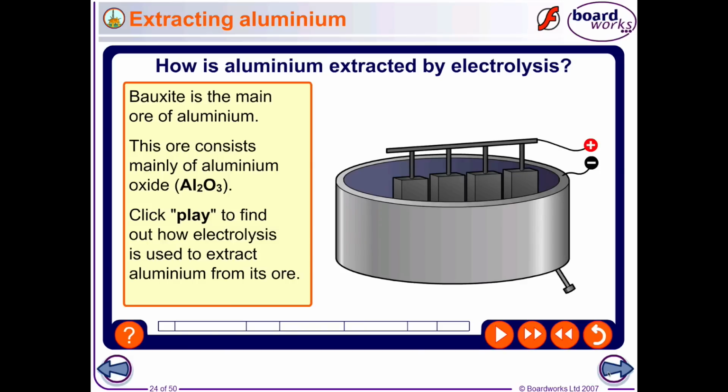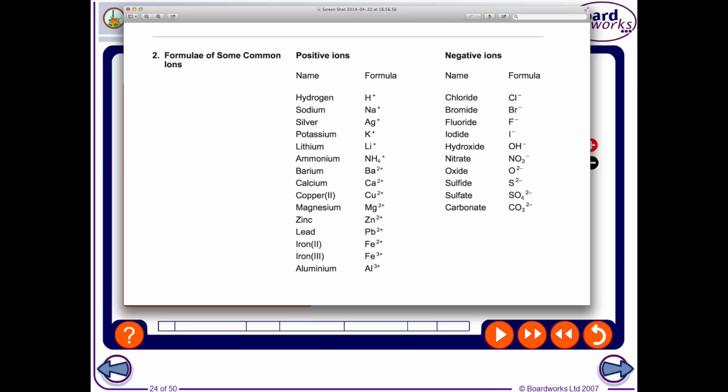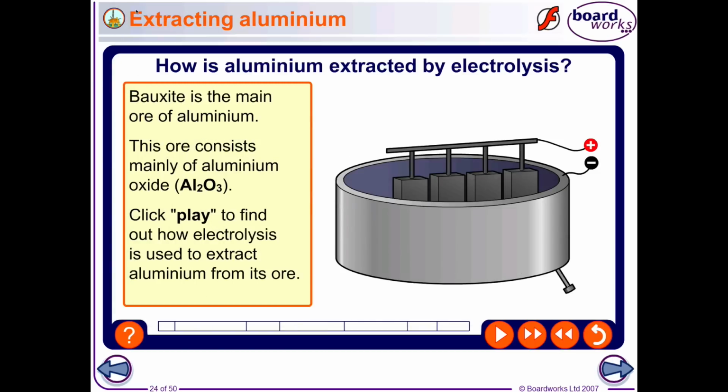Right, so the same thing happens as with lead bromide. You've got aluminium oxide. The first thing you should do when you're carrying out electrolysis is look straight to your data sheet. Let's have a look what's going on. So over here, we look down the positive ions and we can find the aluminium is there. Its charge is Al3+. If we look at the oxygen, we can see that it's there, it's negative, so that's good news. We've found both our ions. And then it's just a simple case of realising that positive attracts negative.